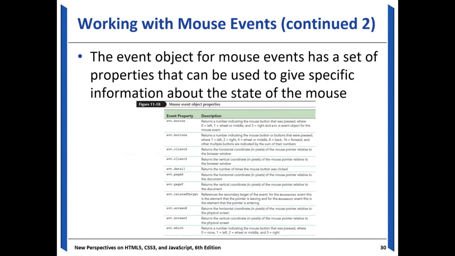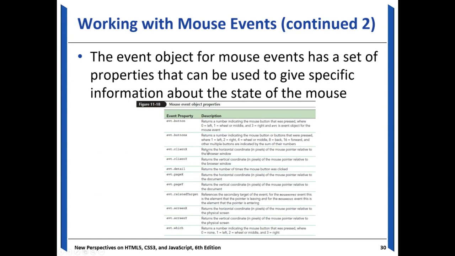All right, so the event object for mouse events has a set of properties that can be used to give specific information about the state of the mouse. For example, the event property event.button returns a number indicating which mouse button was pressed, where 0 equals left, 1 equals the wheel or the middle button, and 3 maybe equals the right. And of course, evt is going to be the event object for the mouse event.